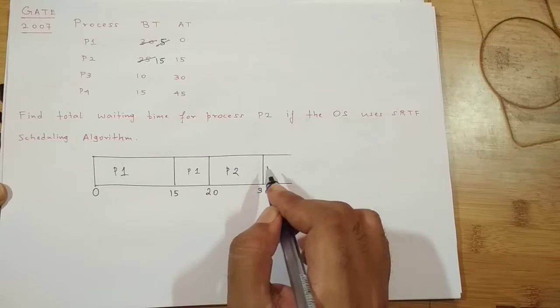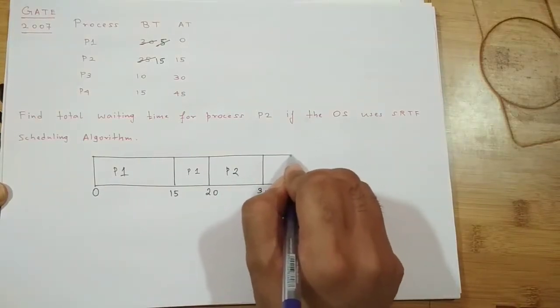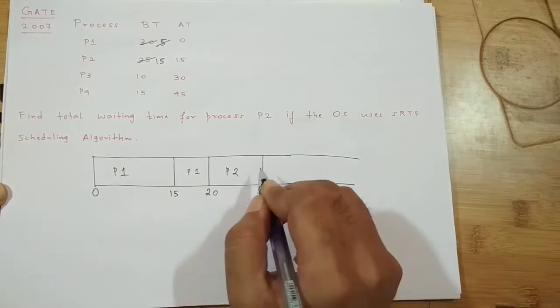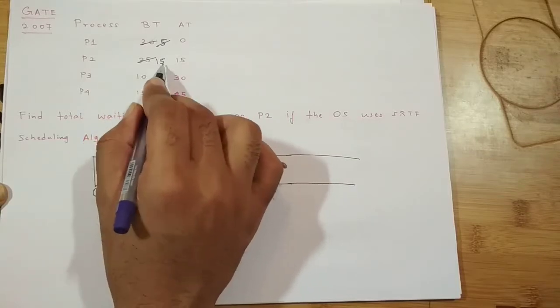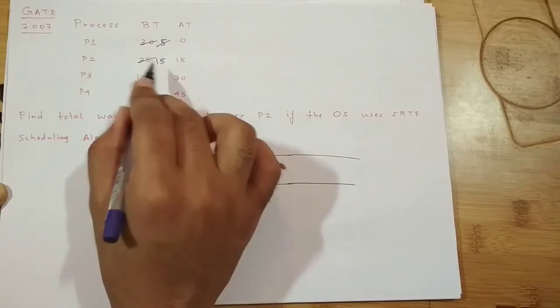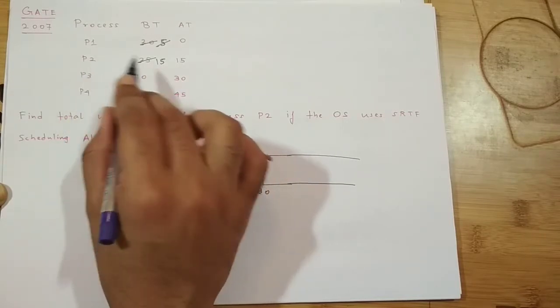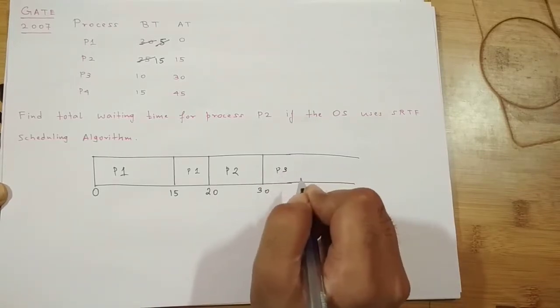That means the CPU will now be taken away from P2 forcefully. It will be preempted. The CPU will be preempted from P2 and given to P3 because its burst time, which is 10, is lesser than the burst time of P2, which is 15. So 10 is less than 15. Burst time of P3 is less than the burst time of P2. So P3 will now get hold of the CPU, right?